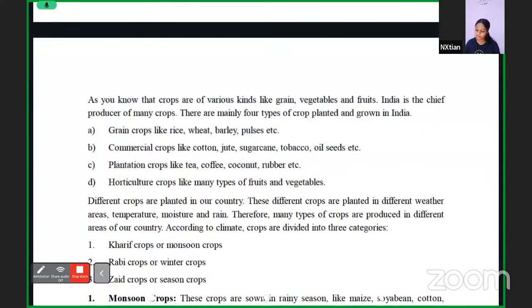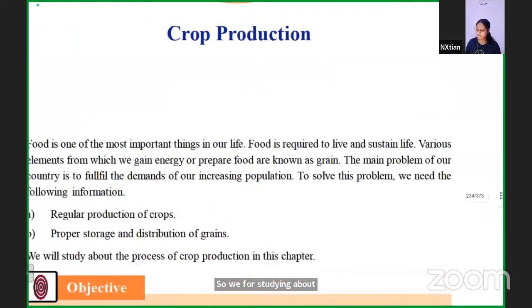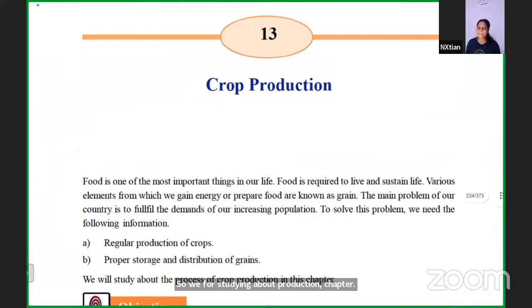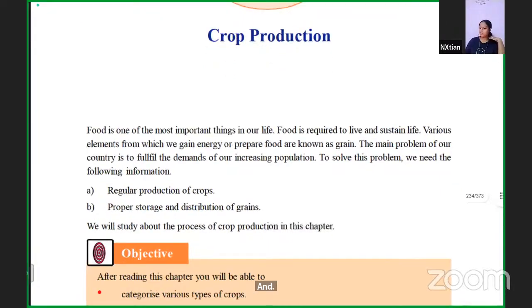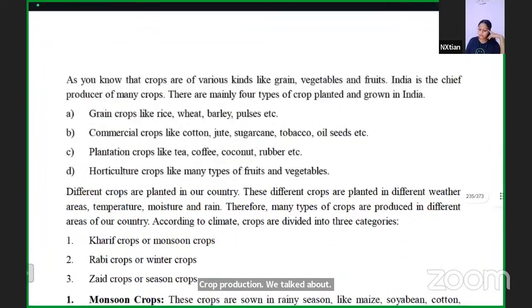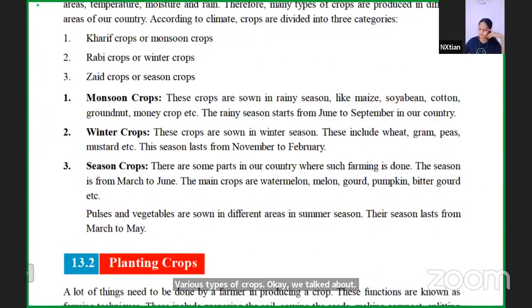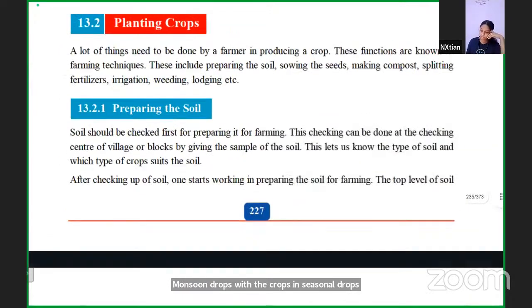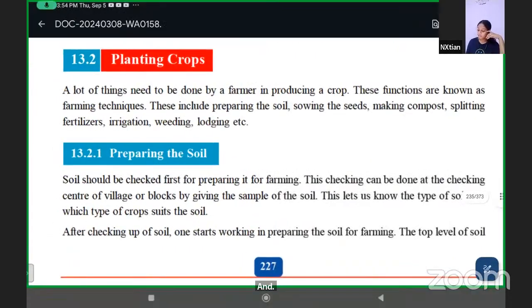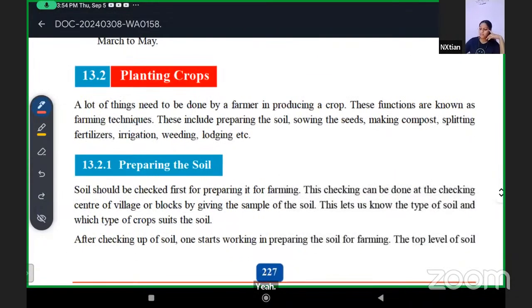So we were studying the crop production chapter that we had begun, and in it we talked about various types of crops. We talked about monsoon crops, winter crops, and seasonal crops. And today we will talk about planting the crops.